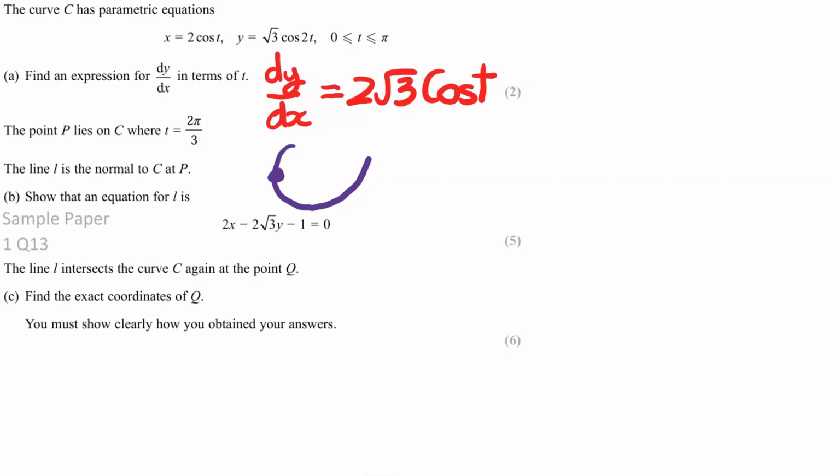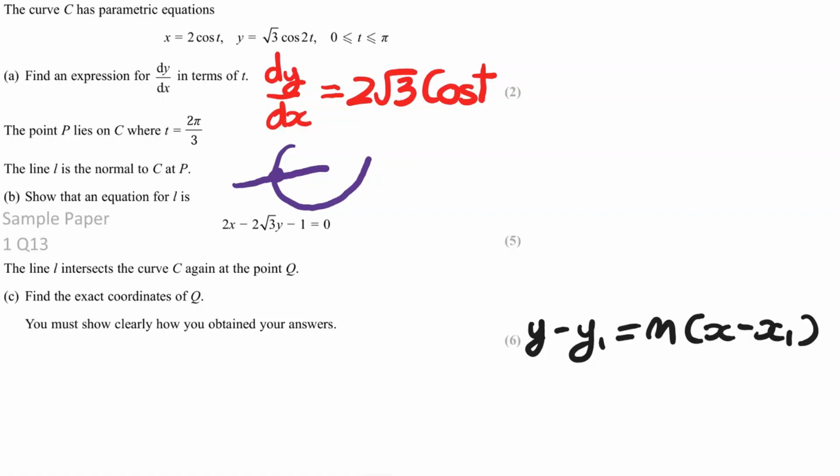And remember what a normal is. A normal is perpendicular to the curve. So the normal is going to be like this here, where this is a 90-degree angle. And we need to find an equation for this normal. Now remember, normal is a straight line, so we need to find the equation of a straight line. So we're going to use this equation that we talked about back in year 1, chapter 5, where it's y minus y1 is equal to m(x minus x1).